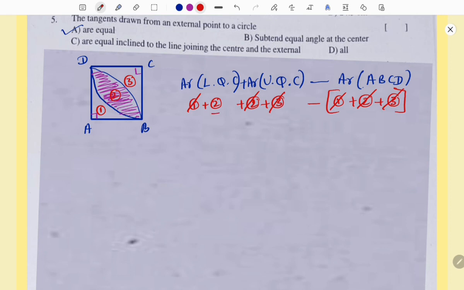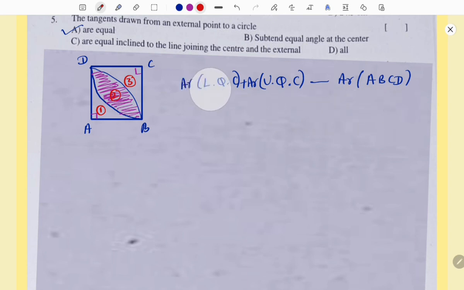Now what do we get? We get the 2nd part, this shaded part. So the formula for the area of the shaded part is: area of the lower quadrant circle plus area of the upper quadrant circle minus area of the square. I hope all have understood this.